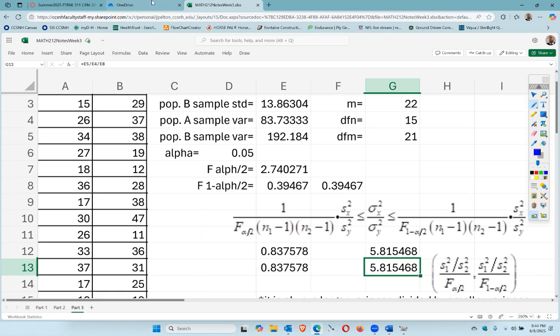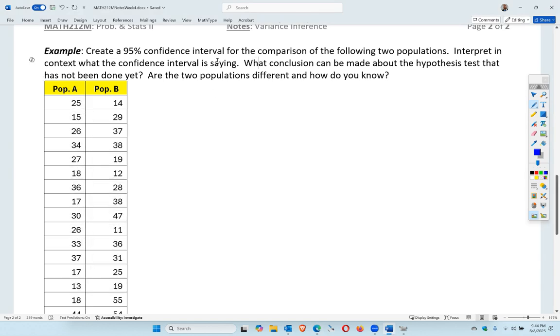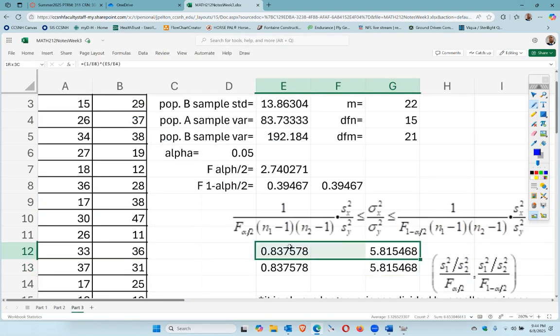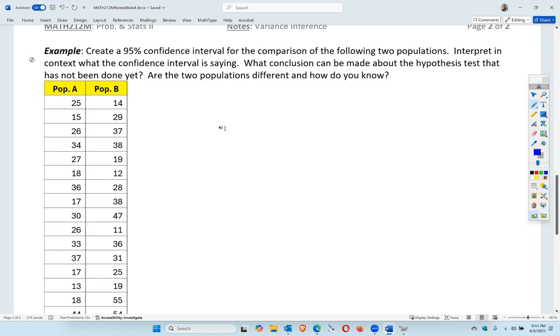Okay, so let's interpret the answer, right? Because if you look at what this is saying, what is it saying in context? So we're 95% sure the true population variance is going to fall within this range. That's what we think, correct? Okay. So again, we are 95% sure the true population variance is going to fall within this range, which means 5% of the time we're probably going to be wrong, right?